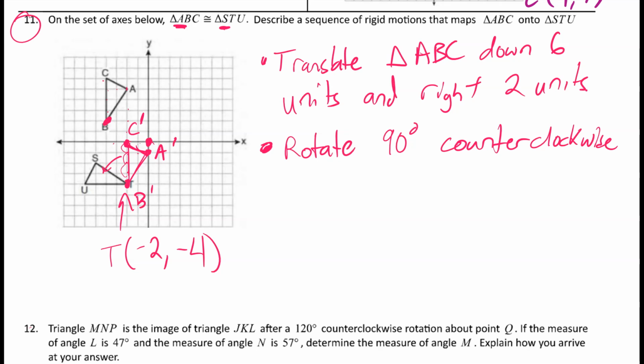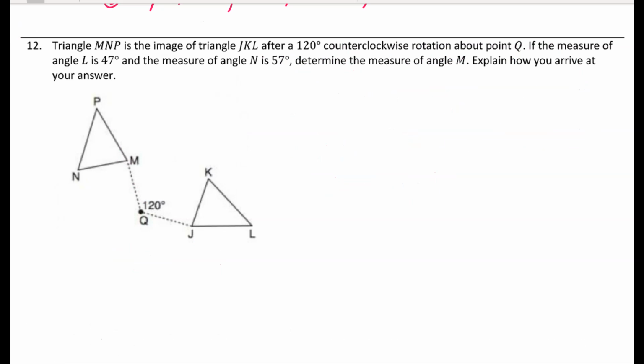And then I need to state a center of rotation. So rotate 90 degrees counterclockwise about point T, which I believe is at (-2, -4). So if I have the numbers to use, I'm going to reference those. Triangle MNP is the image of triangle JKL after a 120 degrees clockwise rotation about point Q.